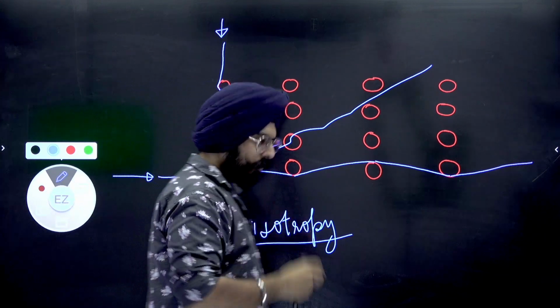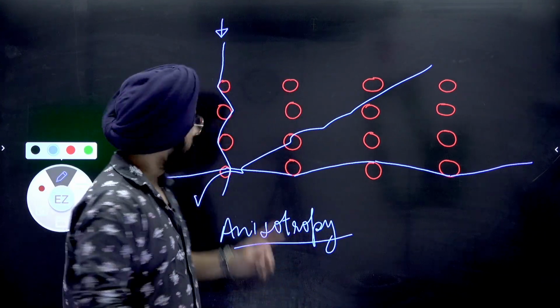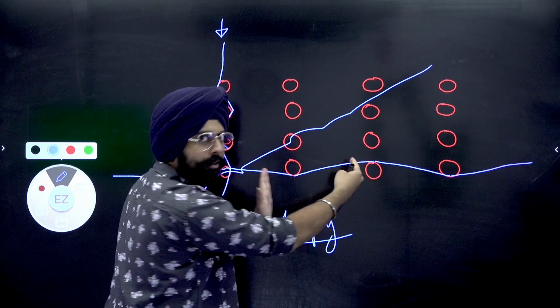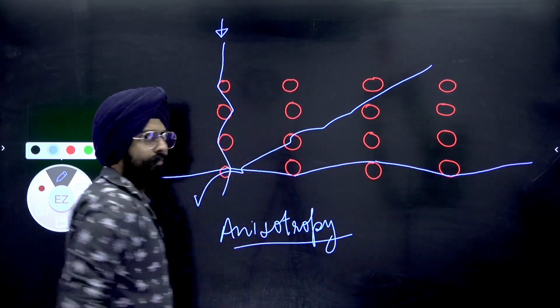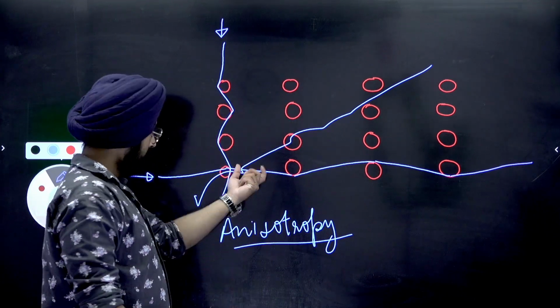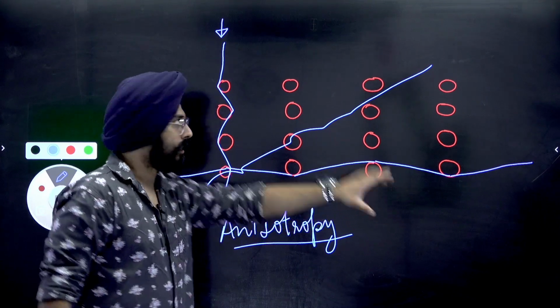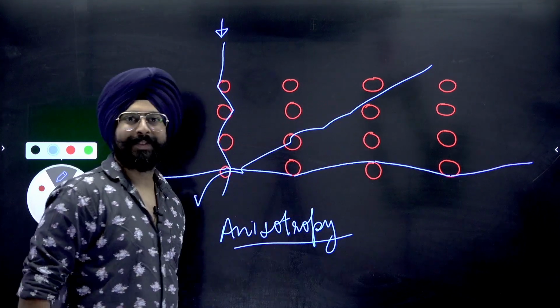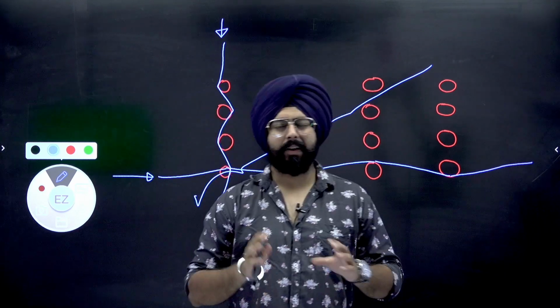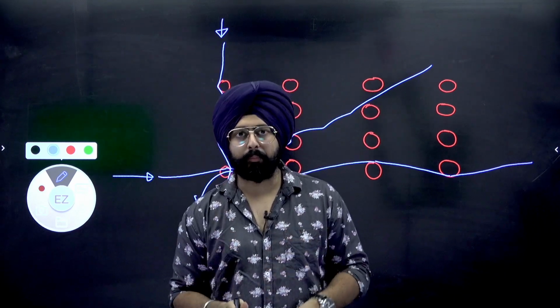Fine. Similarly, if you want to think about compressibility, you can compress this more easily in this direction, but in this direction you won't be able to compress it. Over here you have more spaces to compress. Over here you have fewer spaces. Anisotropy. Now let me give you a real life example.